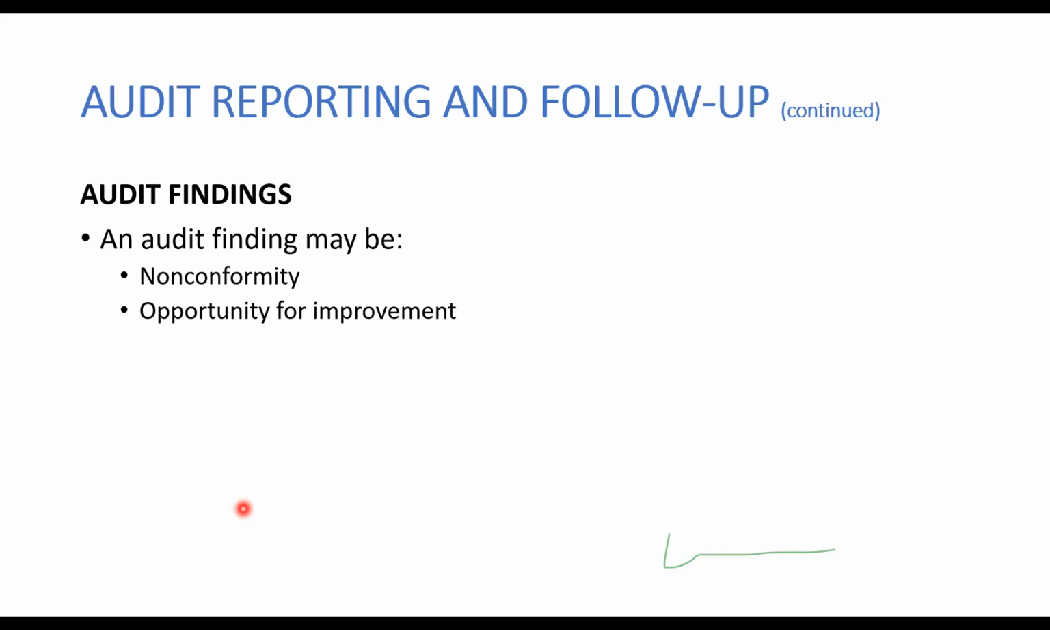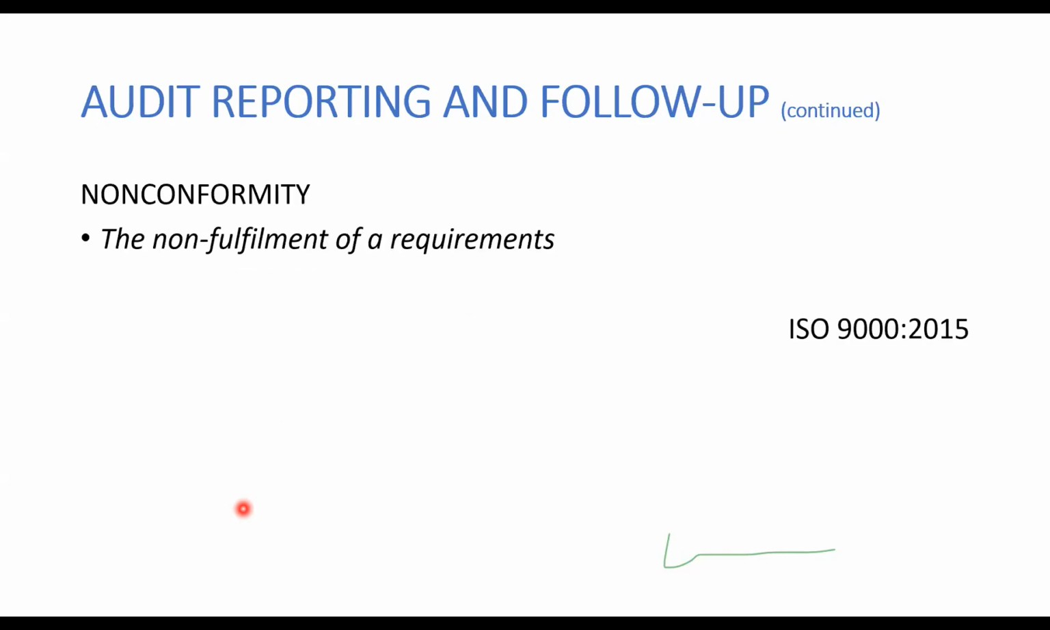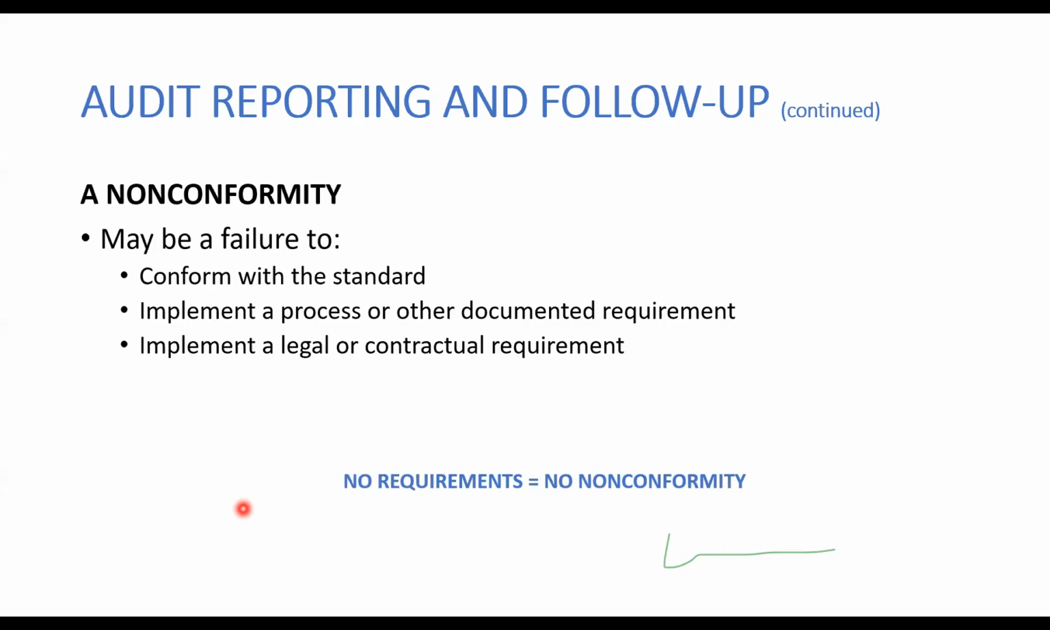Audit findings could be two types, non-conformity or opportunity for improvement. Non-conformity is what? How the standard defines non-conformity: a non-fulfillment of a requirement. When we say requirement, it means a requirement from clause 4 to clause 10, or a requirement from the company's own policies or procedures. So non-fulfillment of a requirement is a non-conformity, and if it is not a requirement, then it will not be raised as a non-conformity. To be raised as a non-conformity, it must be a requirement. If no requirement, no non-conformity. No requirement is equal to no non-conformity.